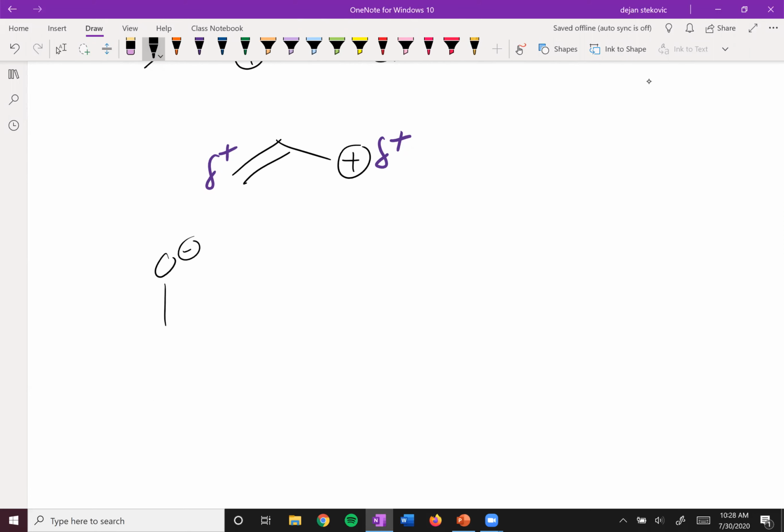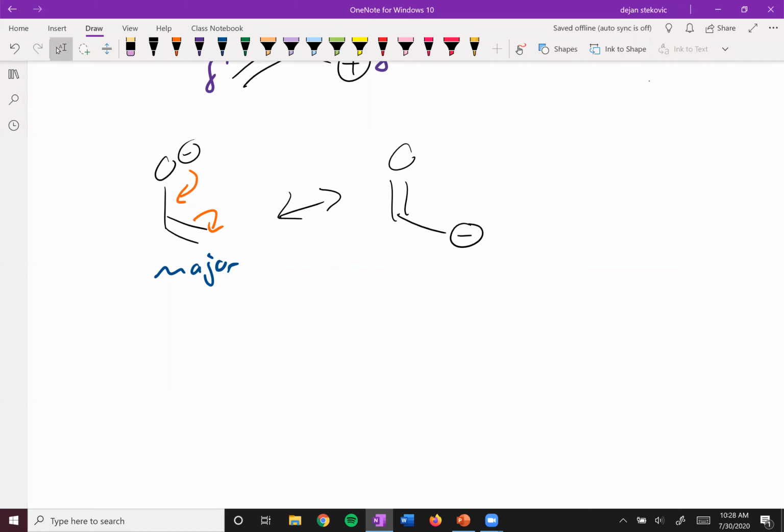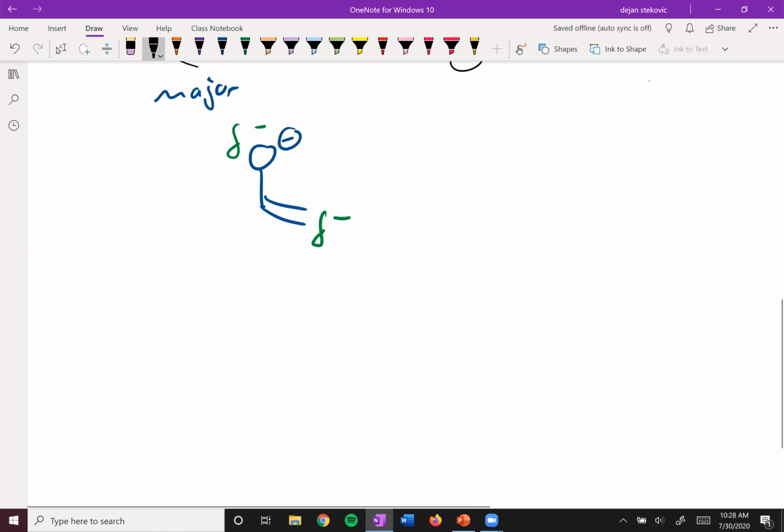Same thing with this one, right? We could draw resonance structures here. And the one on the left is indeed the major contributor. However, the real structure still has this carbon down here being partially negative, and this oxygen up here partially negative as well. So even though our Lewis structure doesn't explicitly tell you that that carbon down there is partially negative, you should still know that it is indeed partially negative.